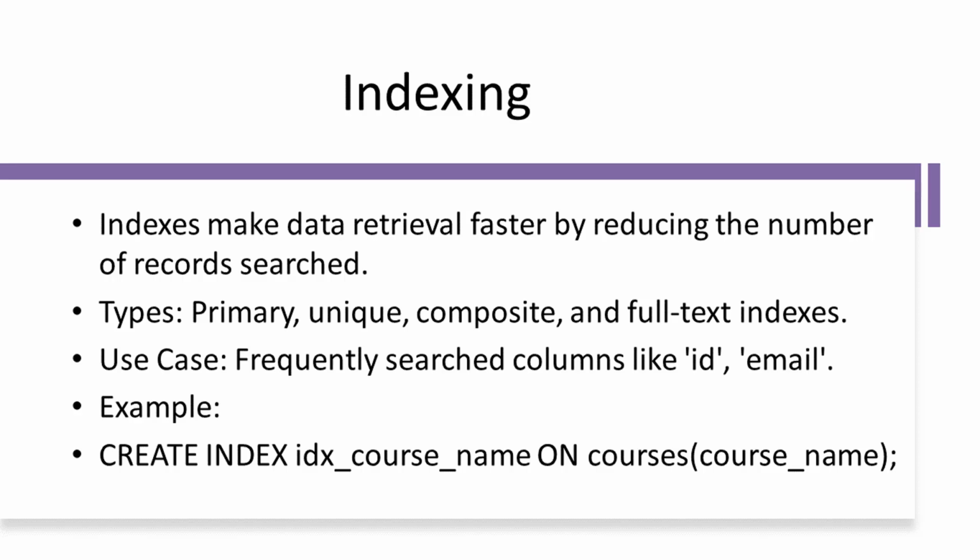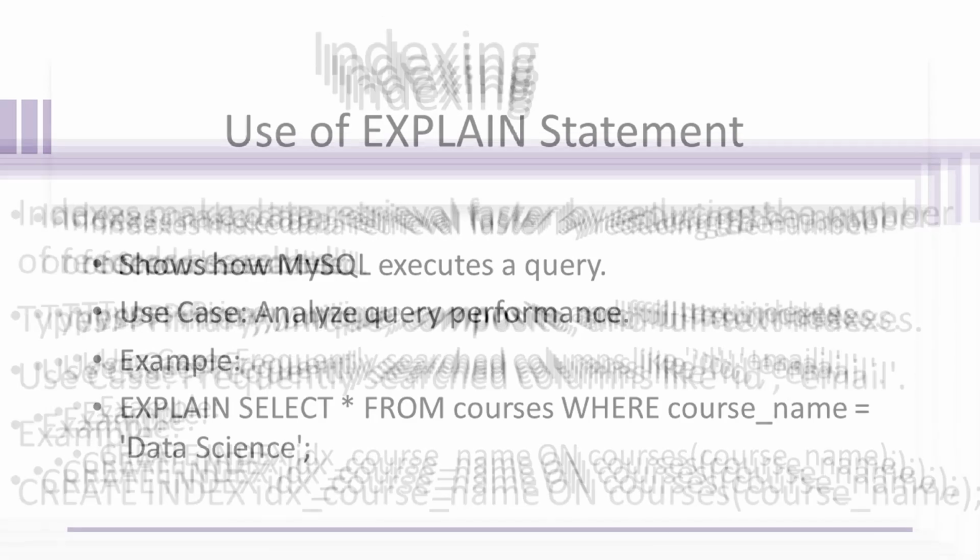Let me give a specific example. By creating an index on the course name column, we can drastically reduce search time in a table with millions of rows.